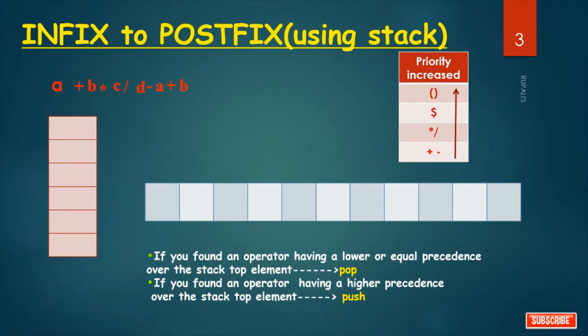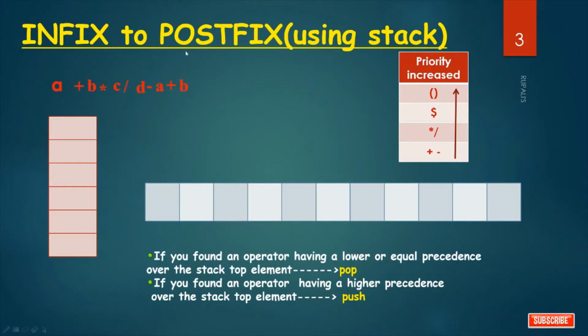And we also learned about priority: plus and minus have less priority than into and by. Exponentiation has greater priority than into and by, and bracket has topmost priority. But plus and minus have the same priority, and into and by have the same priority. We already learned this in our previous video.